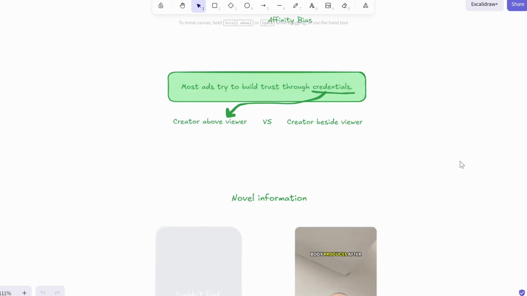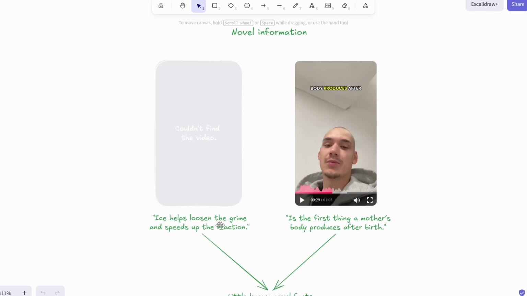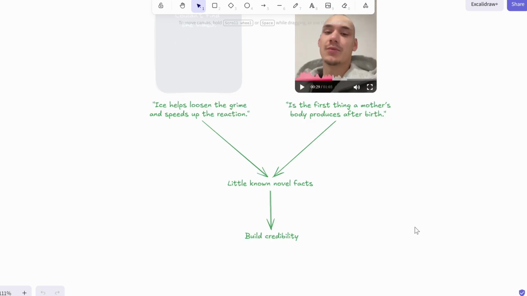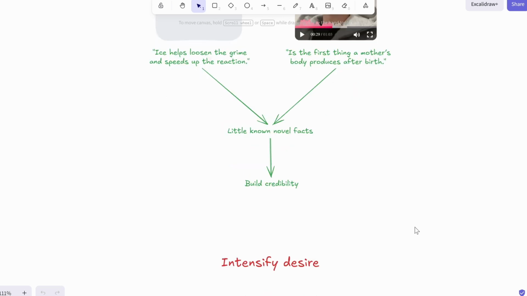This next effective method is novel information. Ice helps loosen the grime, and speeds up the reaction. This is the first thing a mother's body produces after birth. These lines build credibility because it is something the viewer didn't know before watching your video. And when someone tells you something true that you've never heard before, your brain immediately categorizes them as an authority because they know more than you. So when the product recommendation comes, you're already primed to trust it.